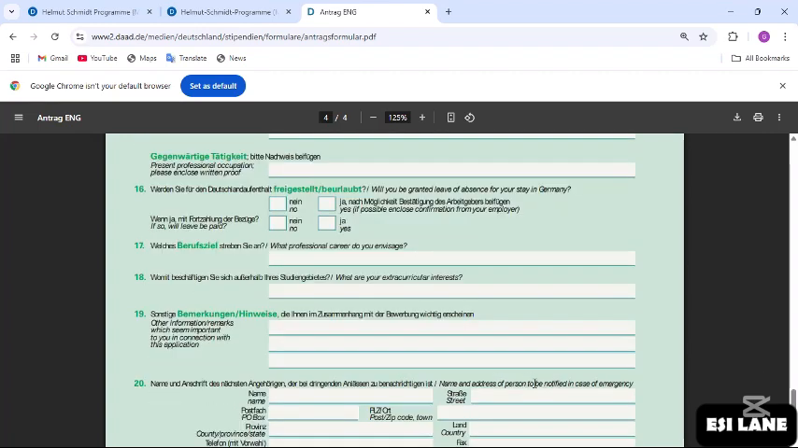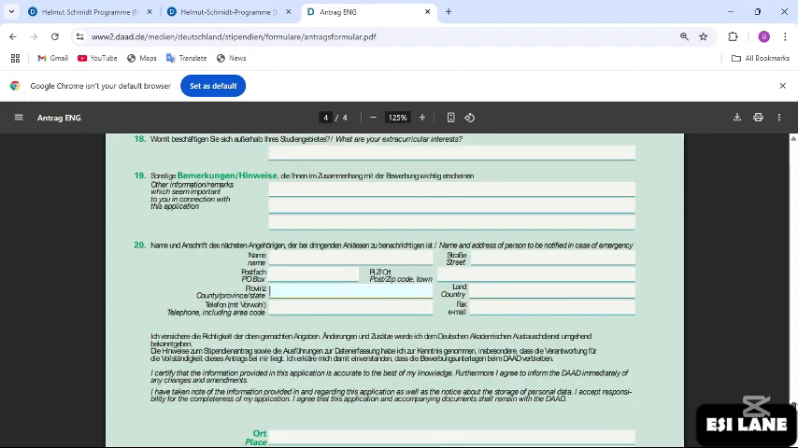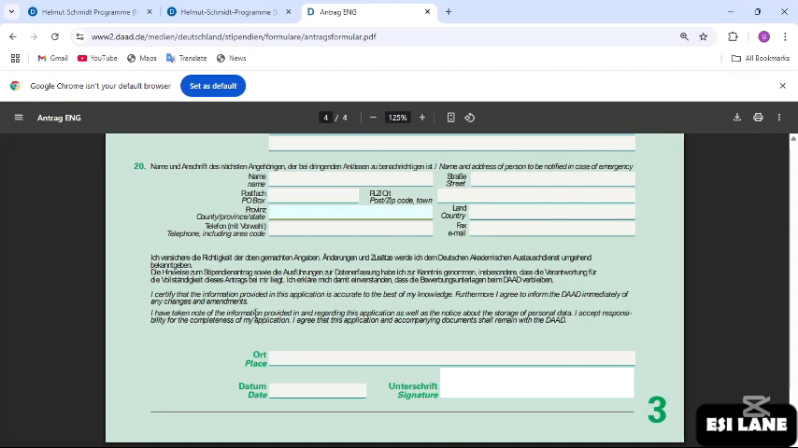The name and address of person to be notified in case of emergency. Then you are done with the application. When it comes here, it says, I certify that the information provided in this application is accurate to the best of my knowledge. Furthermore, I agree to inform DAAD immediately of any changes and amendments. I have taken note of the information provided in and regarding this application, as well as the notice about the storage of personal data. I accept responsibility for the completeness of my application. I agree that this application and accompanying documents shall remain with the DAAD.